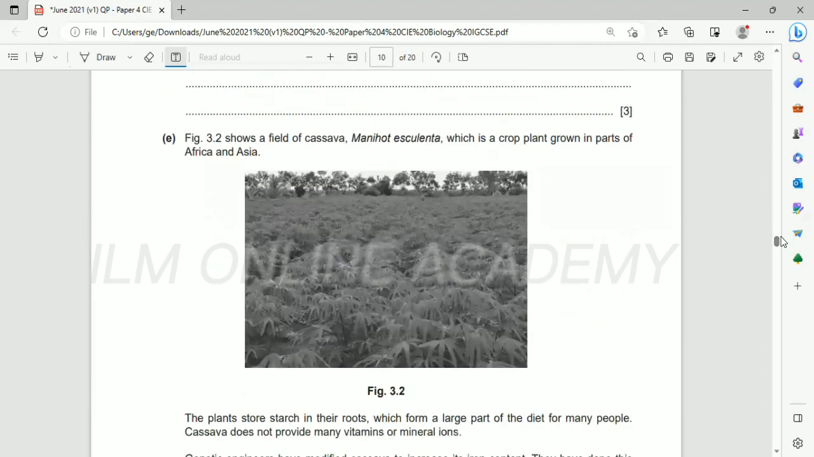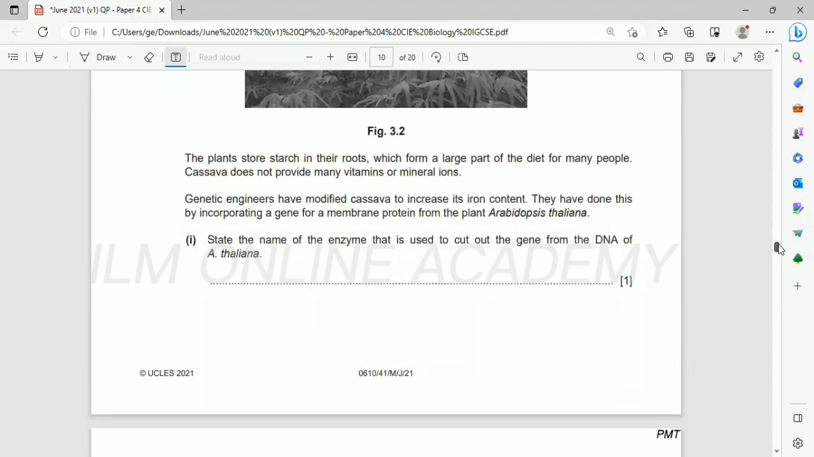Then the figure shows you a field of cassava, Manihot esculenta, a crop, a plant grown in parts of Africa and Asia. The plant stores starch in its roots, which form a large part of the diet for many people. Cassava does not provide many vitamins or minerals, and genetic engineers have modified cassava to increase its iron content. They have done this by incorporating a gene for a membrane protein from the plant Arabidopsis thaliana. Now state the name of the enzyme that is used to cut out the gene from the DNA of A. thaliana. That is a restriction enzyme.